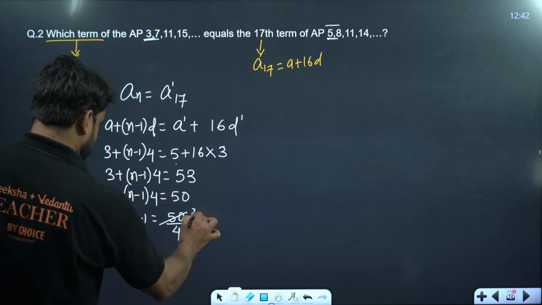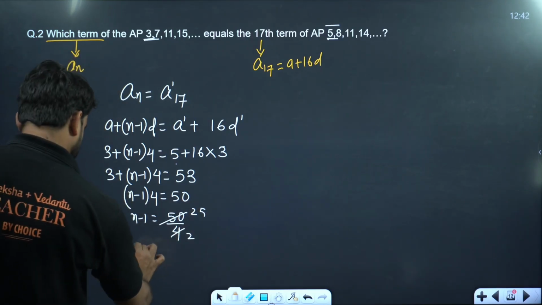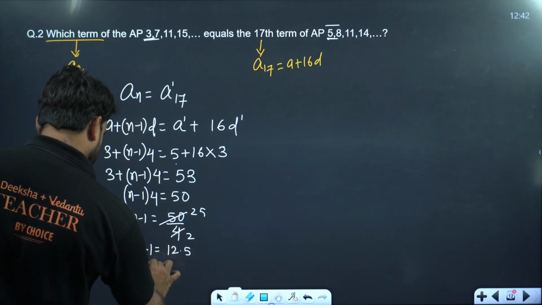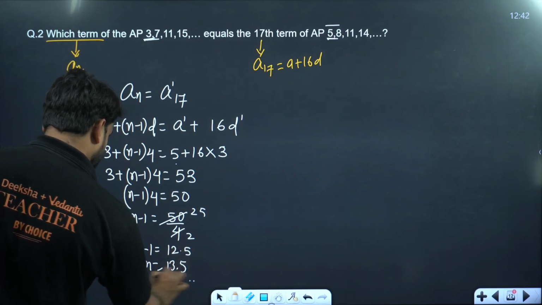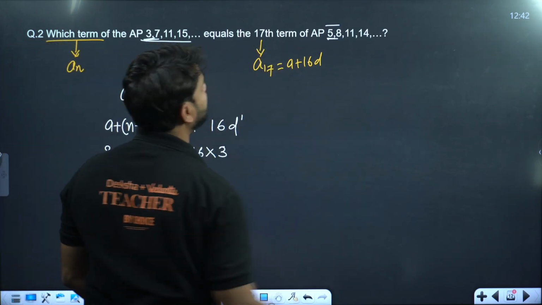It cannot be cancelled here. This is 25, this is 2. So 25 by 2 is what? 25 by 2 is 12.5. So n is equal to 13.5. Not possible. So which term of this AP is equal to the 17th term of this?